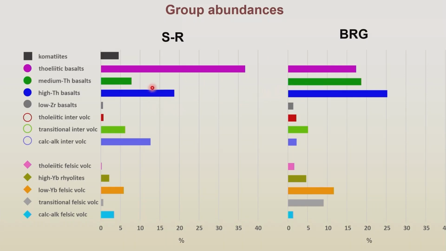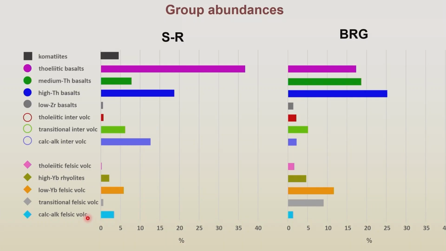We have a rise in the medium-thorium basalts. Then the transitional compositions are not so abundant in the Blake River, but they rise in the Stoughton-Roquemaure, especially the calc-alkaline intermediates. When we go to felsic compositions, we see the same geochemical groups, but for the Blake River the transitional felsic compositions tend to be more abundant, and for the Stoughton-Roquemaure we have a rise in calc-alkaline felsic compositions.